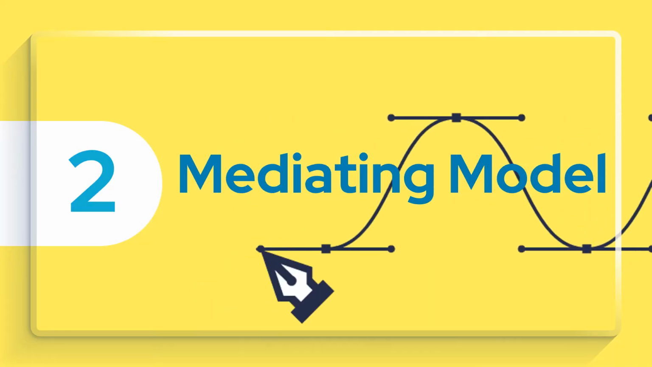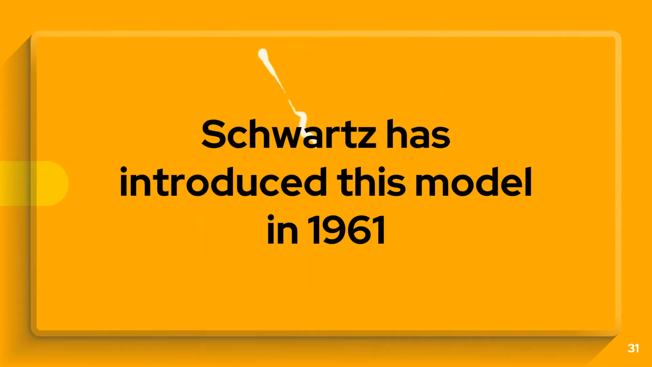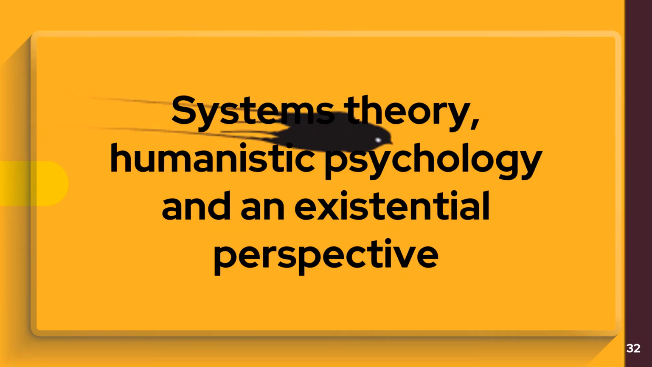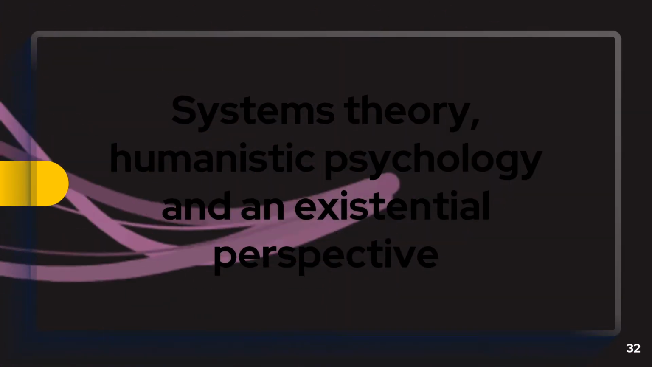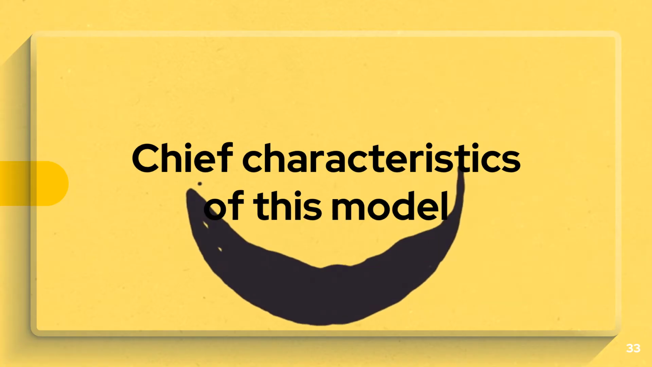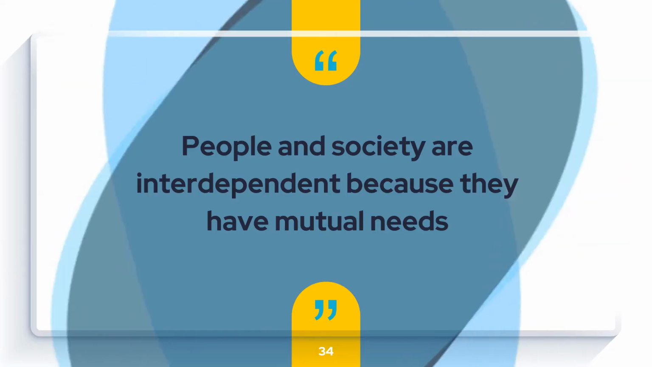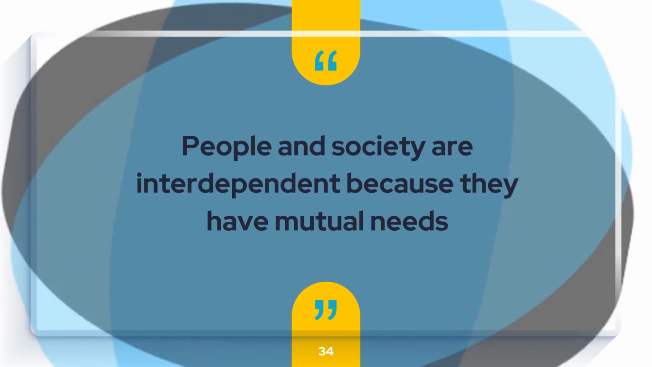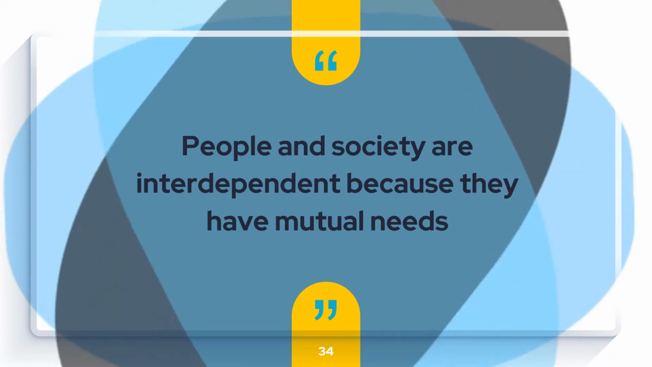Reciprocal model or mediating model. Schwartz has introduced this model in 1961. This model is based on open systems theory, humanistic psychology, and an existential perspective. The following are the chief characteristics of this model. Number 1, people and society are interdependent because they have mutual needs. When there is interference with these mutual strivings, it results into conflict.